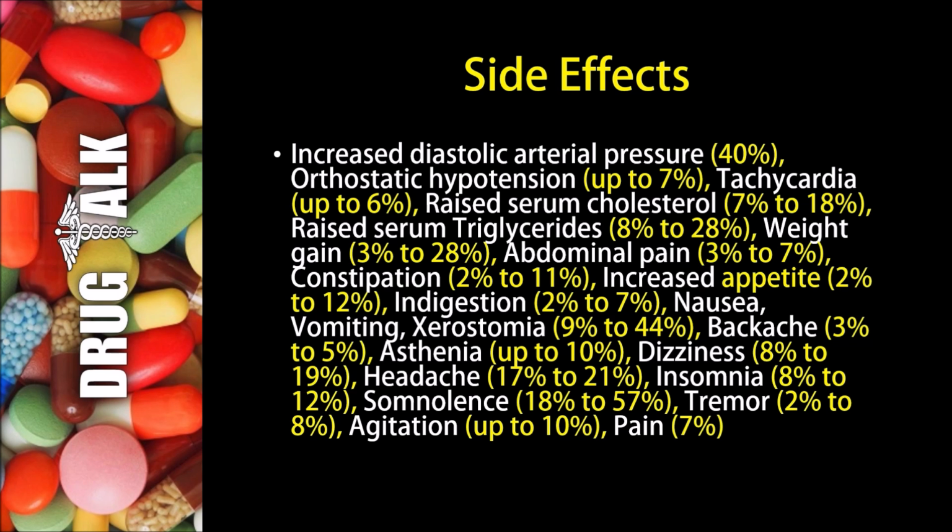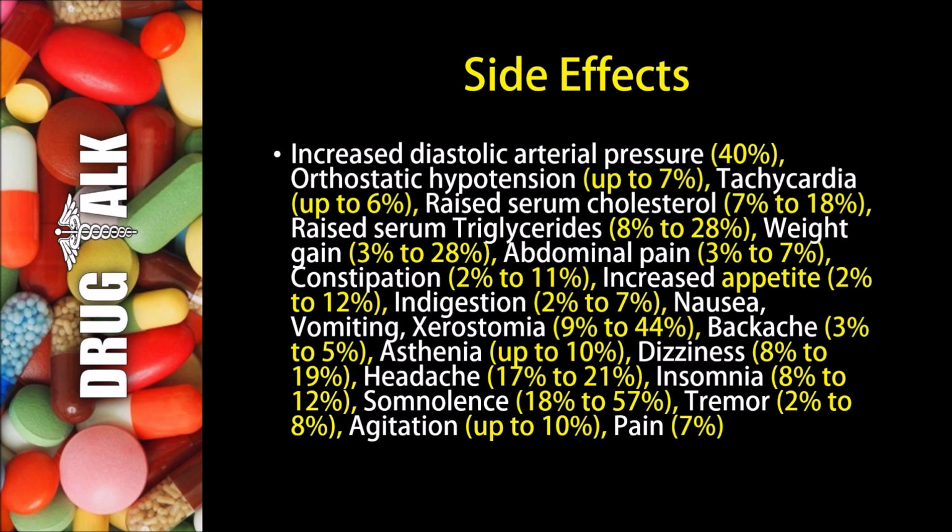Raised serum triglycerides may occur 8 to 28% of the time, and 3 to 28% of patients may experience weight gain. 3 to 7% may experience abdominal pain, and constipation may happen 2 to 11% of the time. Increased appetite may happen 2 to 12% of the time, and indigestion may happen 2 to 7% of the time. Nausea and vomiting are possibilities, and xerostomia or dry mouth may happen 9 to 44% of the time.